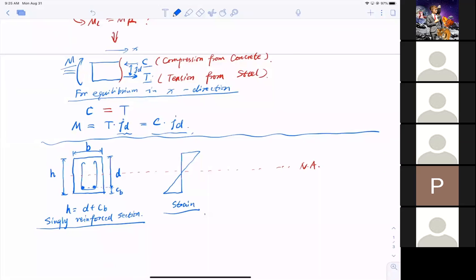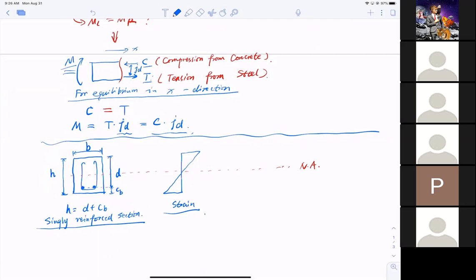Recall, when we're learning bending of the beam, there's an assumption we use. It's called plane sections remain plane. If I bend the beam, the section starts out as a straight line, a plane section, and after you bend it, it remains a straight line. That is where the linear distribution of the strain comes from.